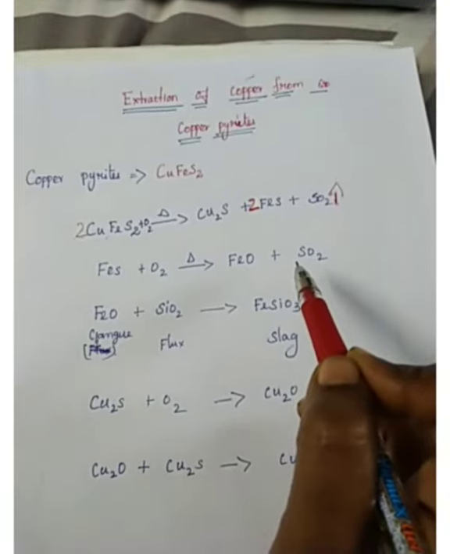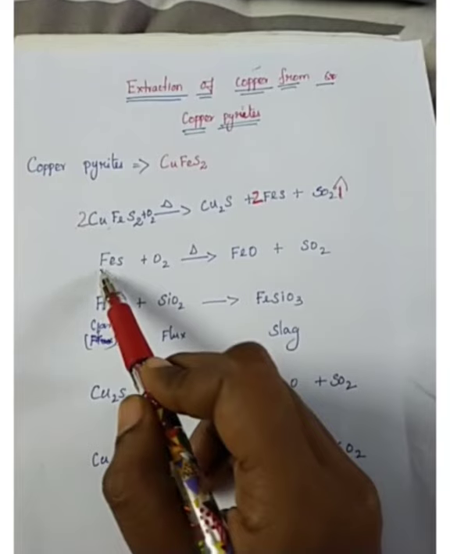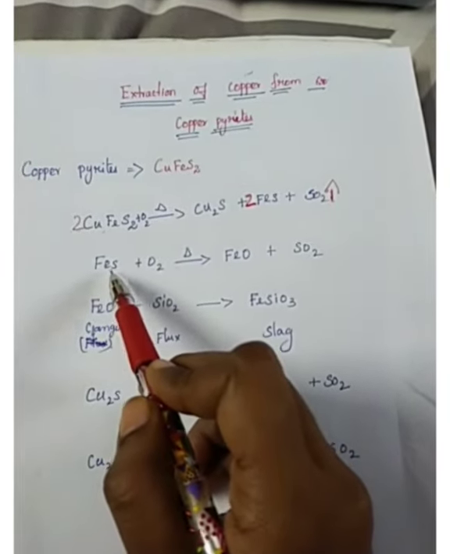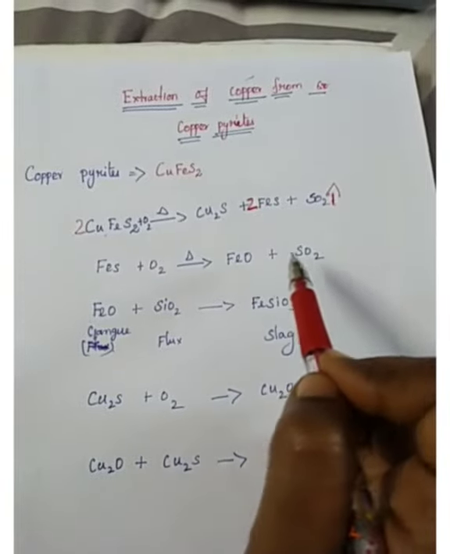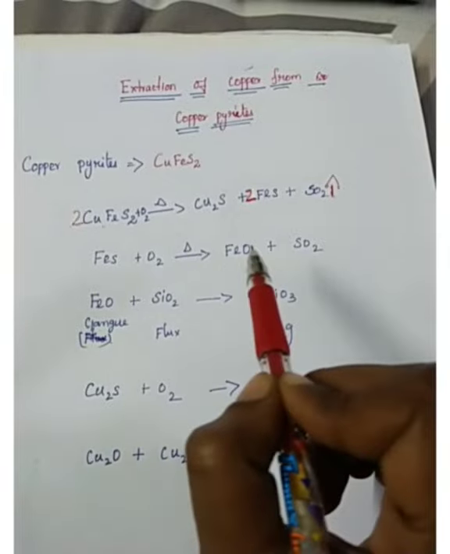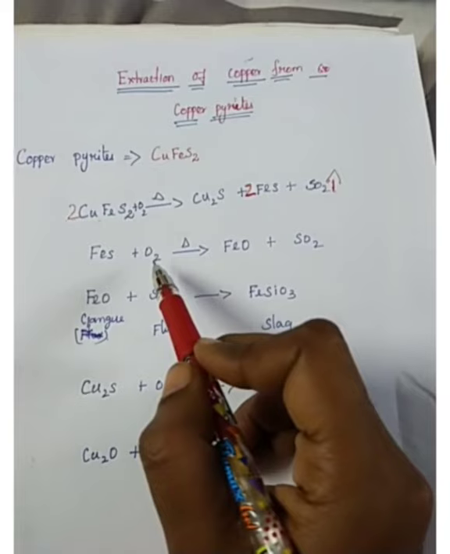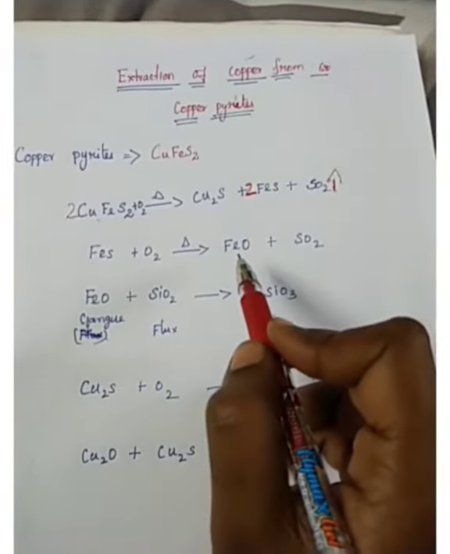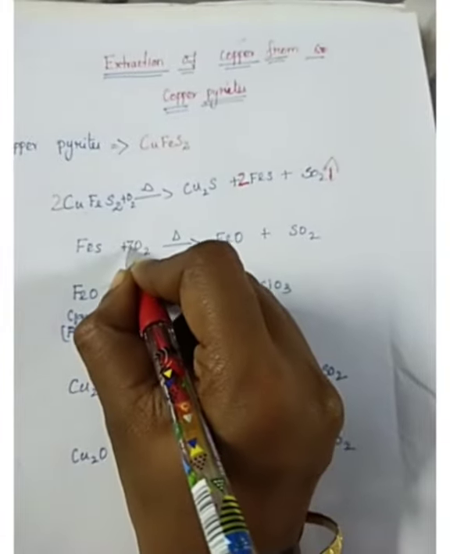Roasting reaction is applicable for which ore? Sulfide ore. So here, sulfide ore is present. So FeS plus O2 gives FeO and SO2. Here you see, is this equation balanced or not? No. So now we are going to balance this. Here oxygen is 2, here 3. To change this, we are going to put 3 in front of oxygen.